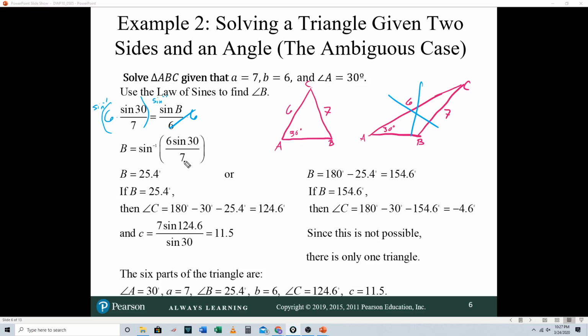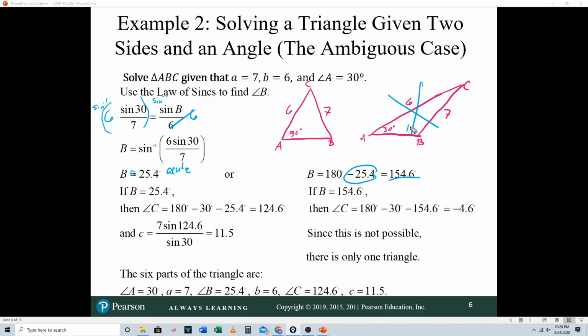If you just put all that in a calculator, you get approximately, again, it's going to be a rounding, approximately 25.4. Now, that's for the acute angle. For the obtuse angle, we just do 180 minus that. Anytime we want to find the possible obtuse angle, we do 180 minus the acute answer we got in our calculator. So 180 minus that is 154.6.